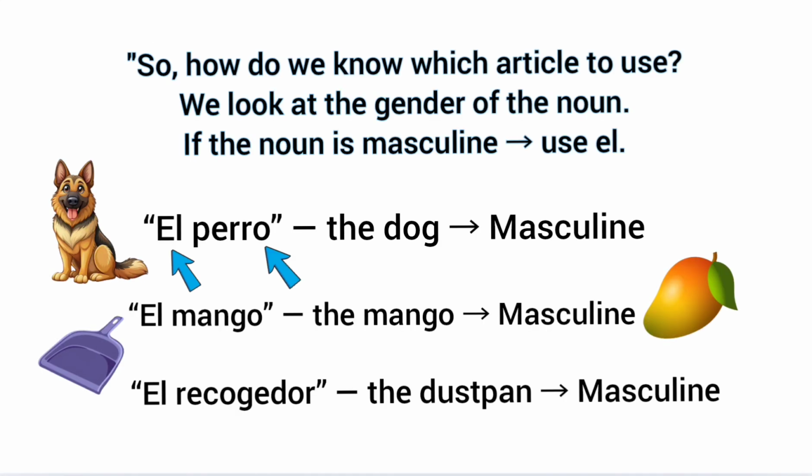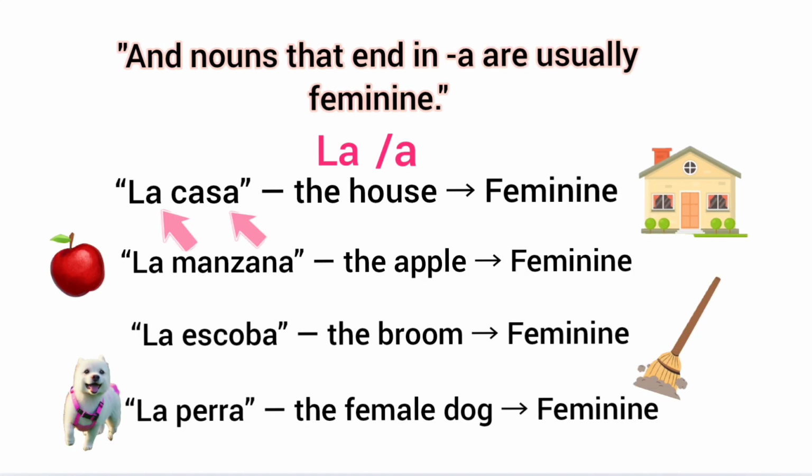So, how do we know which article to use? We look at the gender of the noun. If the noun is masculine, we use el. They are just like best friends. They always go together. Now you have here some examples. El perro, el mango, el recogedor. And nouns that end in A are usually feminine, like la casa, la manzana, la escoba, la perra.